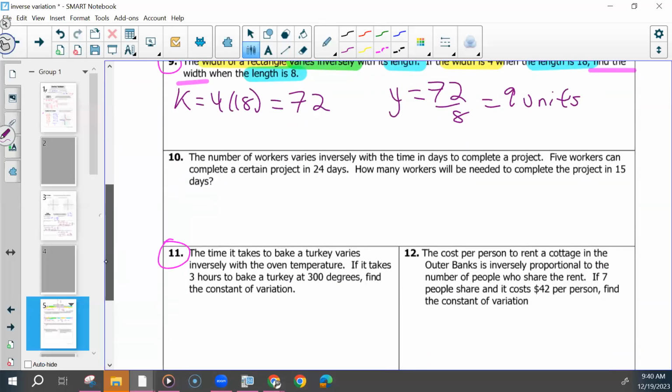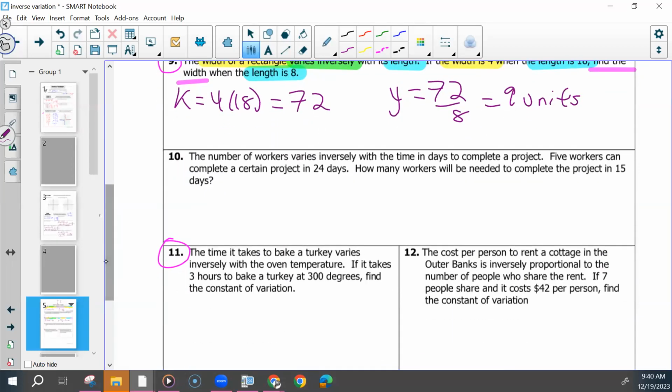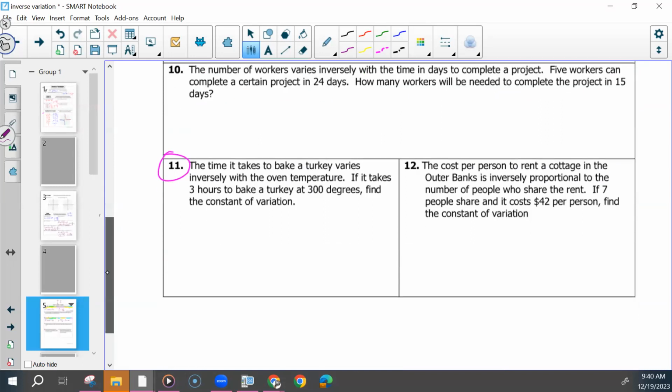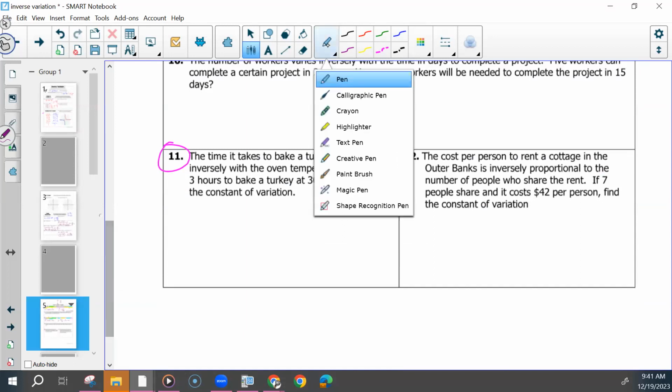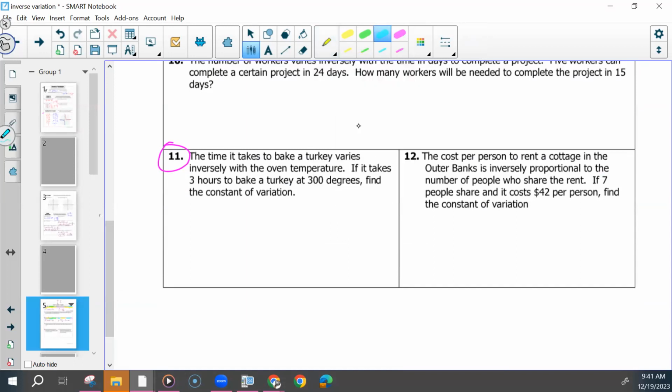Let's do 11 and then full stop. So if you want to see 10, I can probably help you with that one in a bit. So for 11, the time it takes to bake a turkey varies inversely with the oven temperature. If it takes 3 hours to bake a turkey at 300 degrees, find the constant of variation. What's important? Okay. Time it takes to bake a turkey, varies inversely, oven temperature. 3 hours. 300 degrees.